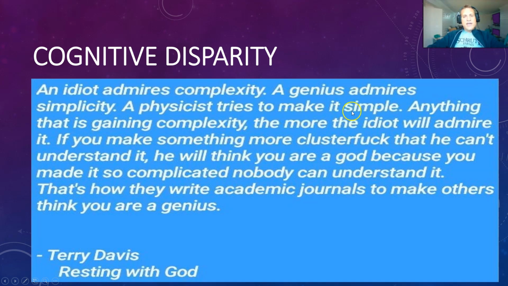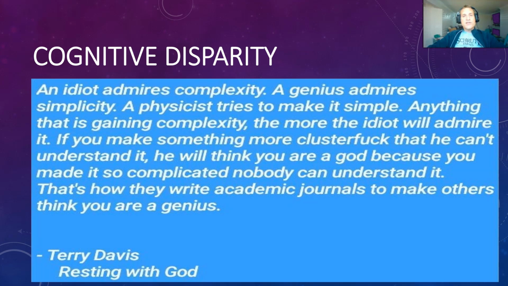"A physicist tries to make it simple." Well, that's not true, in fact, because Einstein was the physicist, and he made it more complex by making photons able to do multiple things at the same time. Of course, in quantum mechanics, particles can be doing multiple things at the same time. So they made it much more complex. That can be removed, but everything else from this quote is excellent. Anything that is gaining complexity, the more the idiot will admire it. If you make something so confusing that he can't understand it, he will think you are a god, a genius, because you made it so complicated that nobody can understand it. Well, that is exactly what's happening.